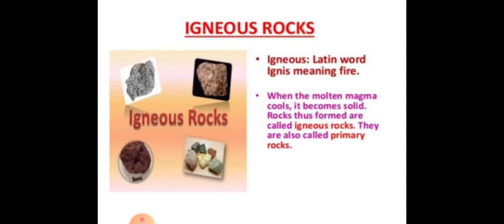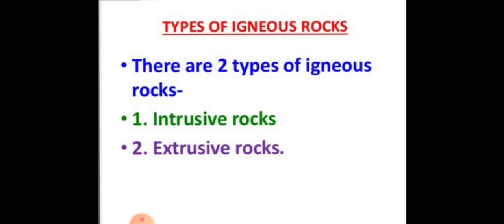Igneous rocks. Igneous, from the Latin word ignis, means fire. When the molten magma cools, it becomes solid. Rocks thus formed are called igneous rocks. They are also called primary rocks. Types of igneous rocks. There are two types of igneous rock: intrusive and extrusive.